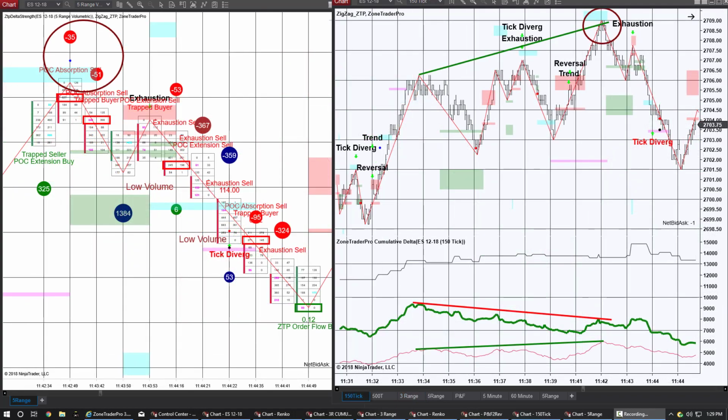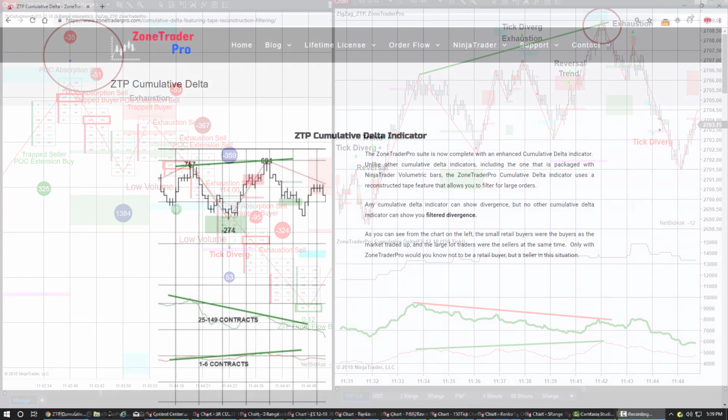ZoneTraderPro also has several exclusive indicators that you will not find anywhere else. They are the delta strength and the cumulative delta. What makes these indicators special is that they use tape reconstruction filtering. Tape reconstruction filtering builds the time and sales and assembles the information based on order size and not the fill size. This is extremely important.